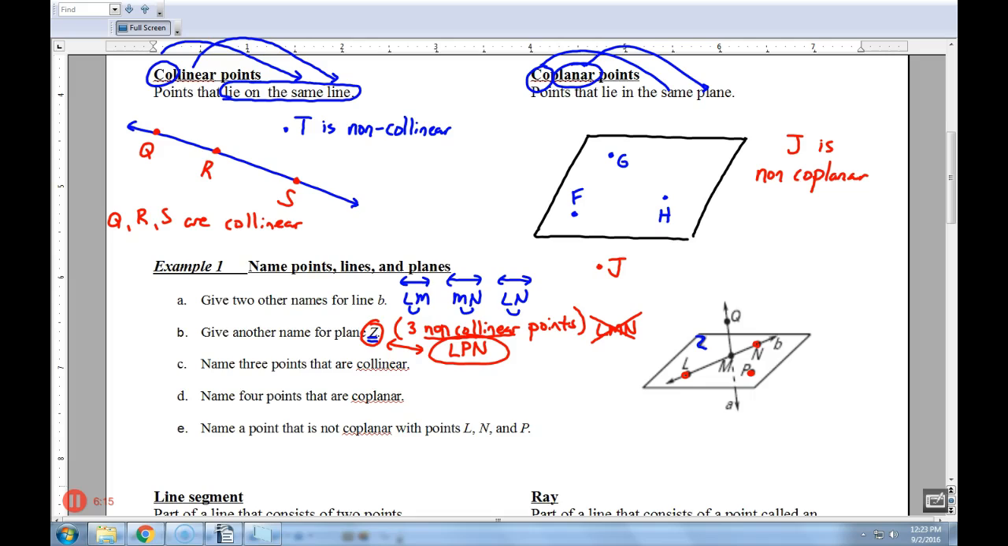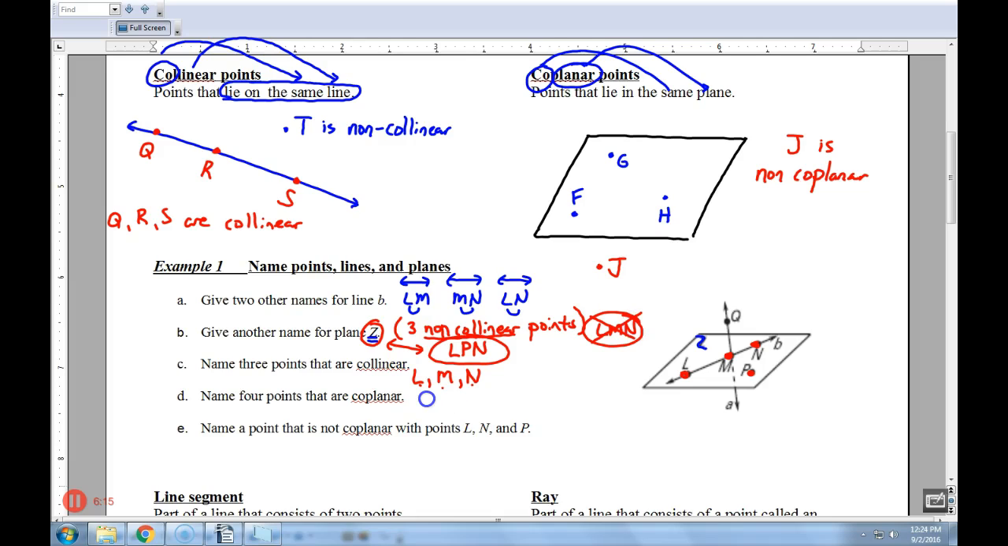Alright, name 3 points that are collinear. Well, remember up above, collinear meant they lived on the same line. So I think my choices here are going to be L, M, and N. These 3 points right there. And I'm going to separate them by commas because I'm showing you that these are 3 distinct points right here, as opposed to smashing them all together like I did over here, which represents a plane. So the commas are kind of important.